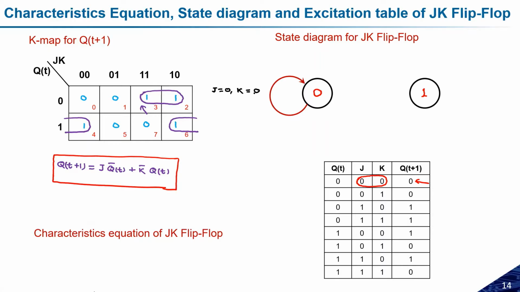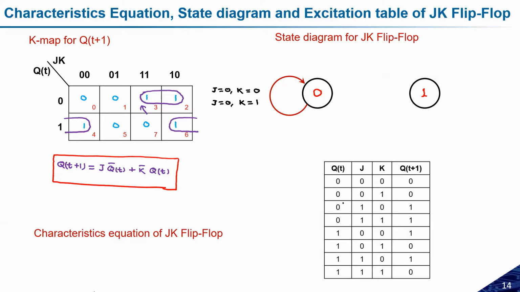Now let's talk about the second one. If Q(t) is equal to 0 and J is equal to 0, K is equal to 1, again I am getting the same output. Okay, so the same state is valid for the other case, which is J is equal to 0 and K is equal to 1. Okay, so for these two cases, Q(t+1) is going to be 0.